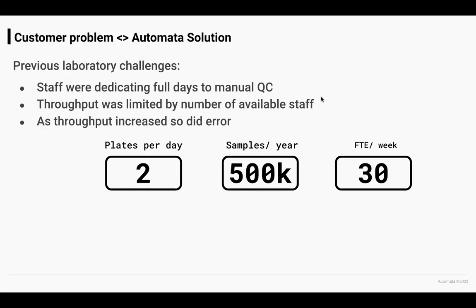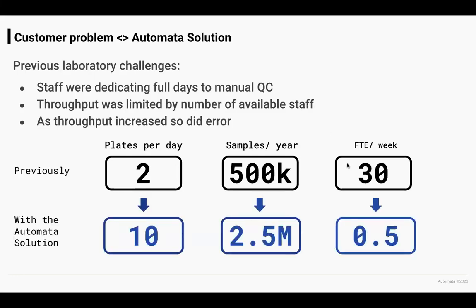So using our solution, we were able to take their 2 plates a day to 10 plates a day. This equates to going from 500K samples per year to 2.5 million. And the full-time employee hours per week were 30, and they ended up being down to half an hour.